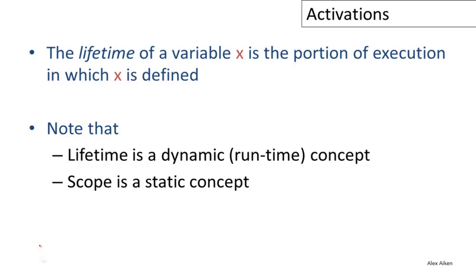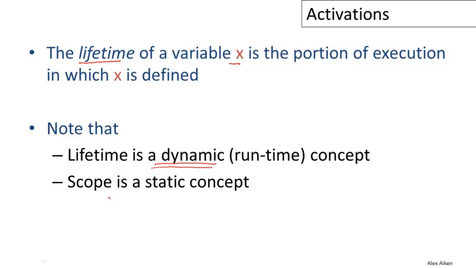We can define an analogous notion of the lifetime of a variable. So the lifetime of a variable x is going to be the portion of the execution in which x is defined. That means that it's all the steps of execution from the time that x is first created until the time when x is destroyed or deallocated. And just note here that lifetime is a dynamic concept. So this is something that applies to the executing program.